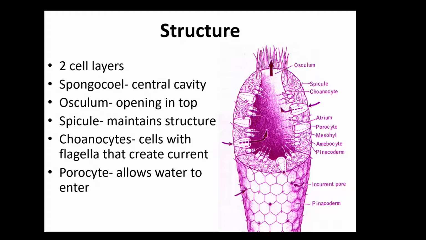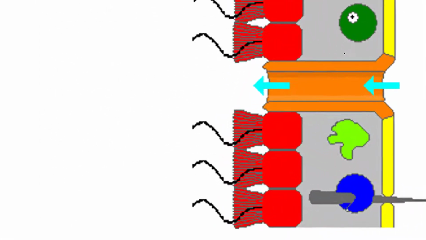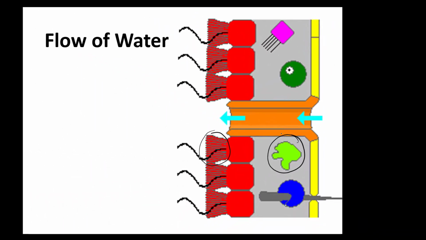You can see a picture here. Water gets pulled in, and these little flagella, these little tails, are on our choanocytes. And right over here, you can kind of see, we've got a collar. What happens with these collars is it traps all the food, and then these other cells come along, in light green right here. These are called amoebocytes. Amoebocytes come along and pick up the food, and then they distribute it to all the other cells.